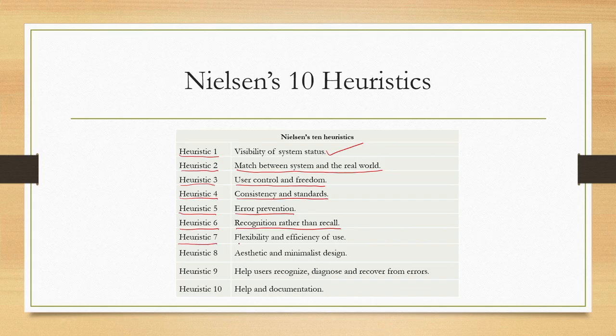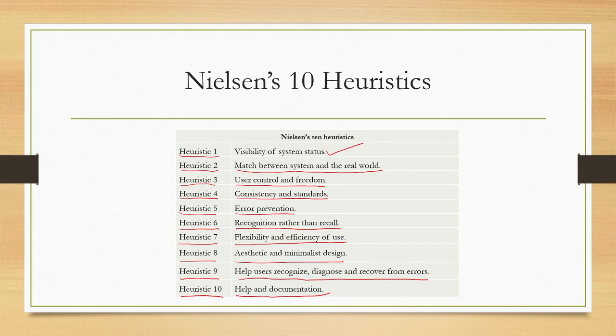Heuristic 7 talks about flexibility and efficiency of use, whether these are supported by the design. The 8th heuristic talks about aesthetic and minimalist design, whether the design that we are evaluating is aesthetically pleasing and contains the minimum number of elements as well as the minimum number of interactions to achieve tasks and goals. The 9th heuristic talks about whether the system helps users recognize, diagnose and recover from errors. And the 10th, the final heuristic, talks about whether the system supports help and documentation.